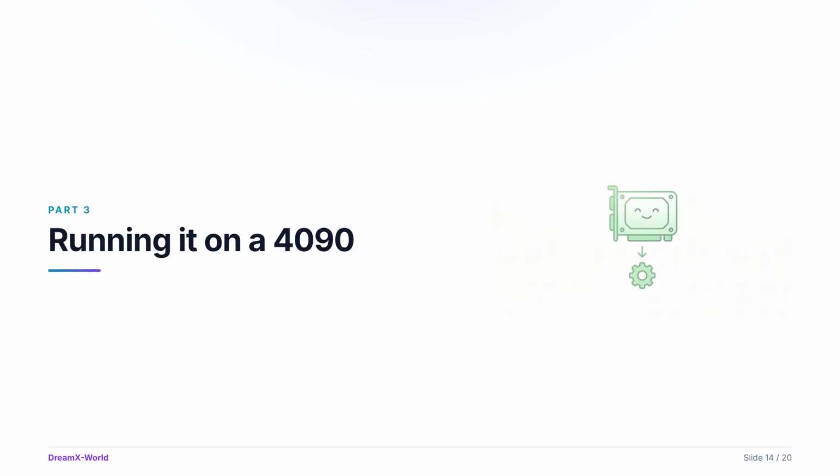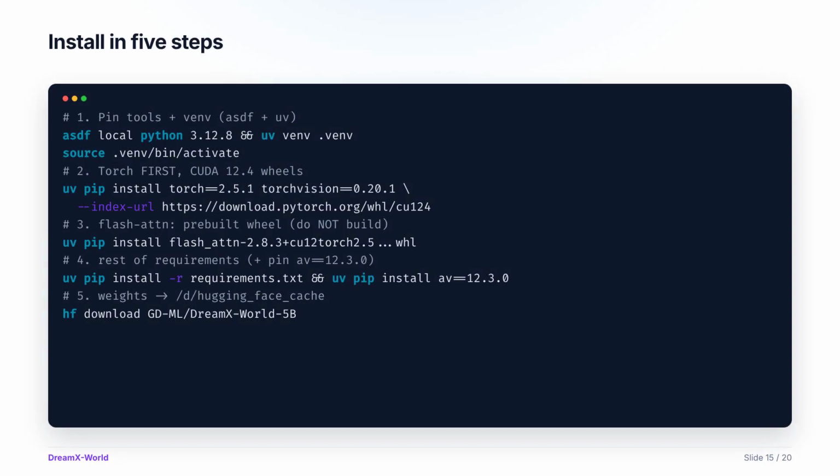So how do you actually get this running on a 24 gigabyte card? Here is the short version of the setup. The recipe is 5 steps. Pin Python and make a virtual environment. Install Torch first, using the CUDA 12.4 wheels, before anything else. Install Flash Attention from a pre-built wheel, rather than letting it compile. Install the remaining requirements and pin the video library AV to version 12. And finally download the model weights into the shared cache. With that, a single inference command produces a 5-second clip.